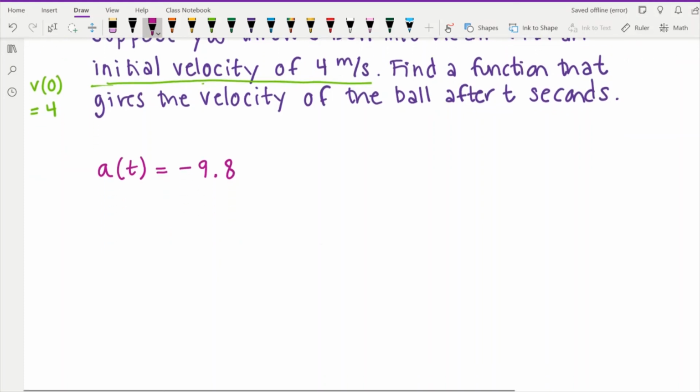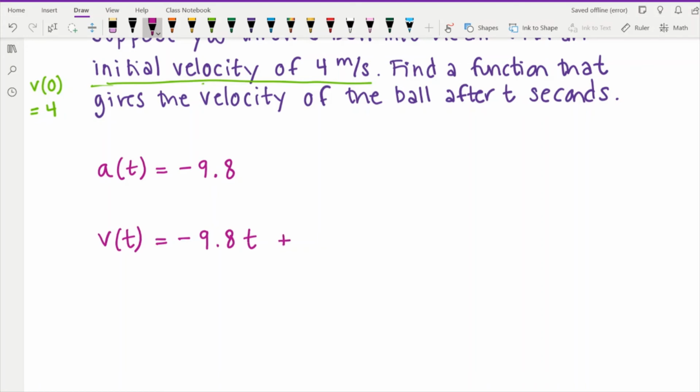So in order to find the velocity function, we have to take the antiderivative of the acceleration function. So what would be the antiderivative of negative 9.8? Well, negative 9.8 is a constant, right? And so the antiderivative of a constant is just that constant times your variable. If you take the derivative of negative 9.8 times t, you would get negative 9.8. So the antiderivative of negative 9.8 is negative 9.8 times t.